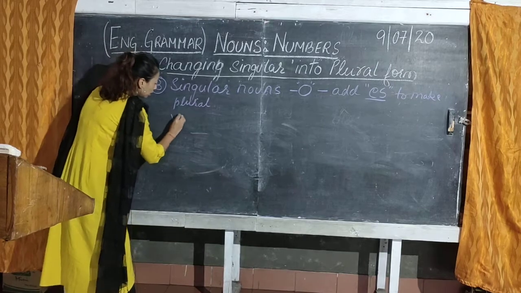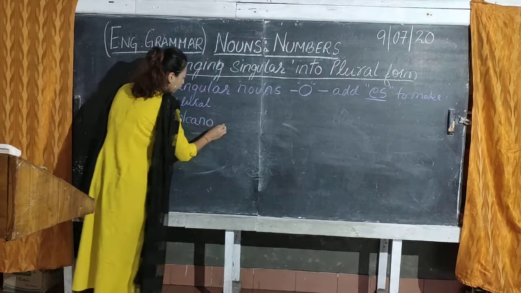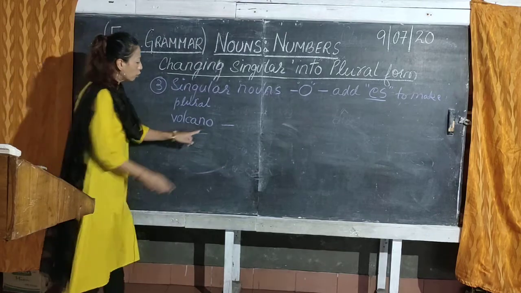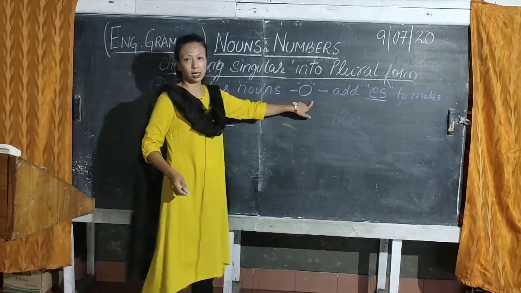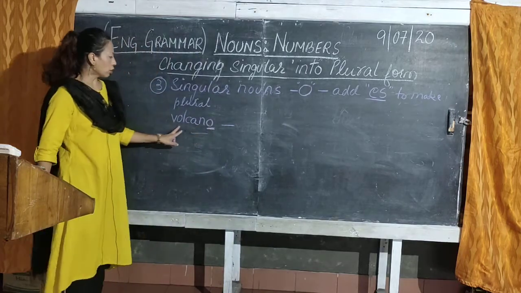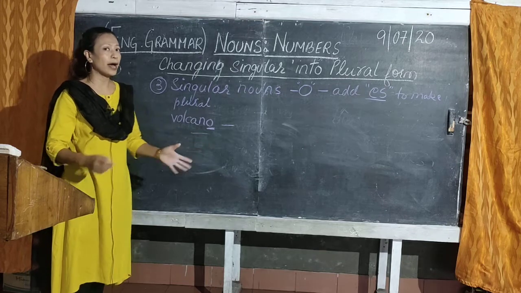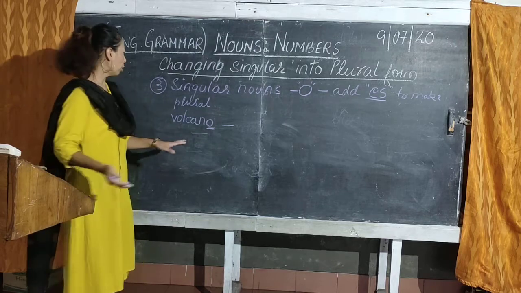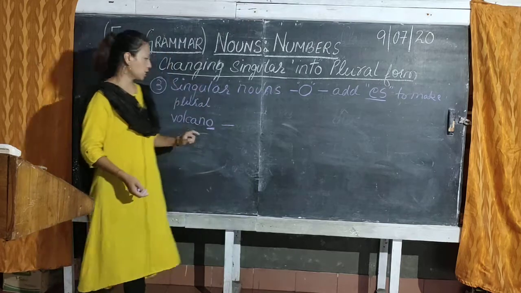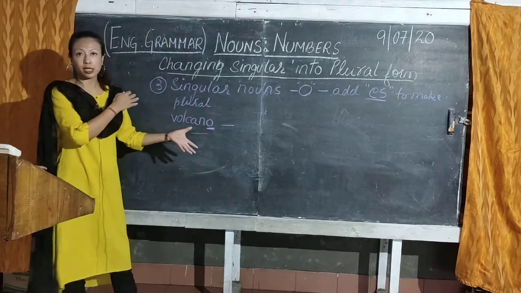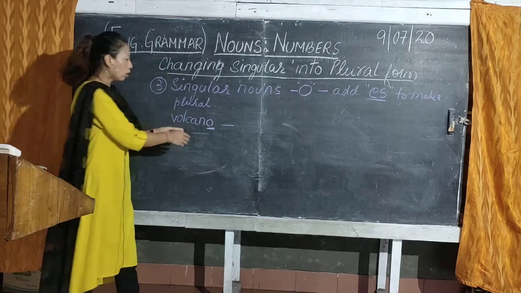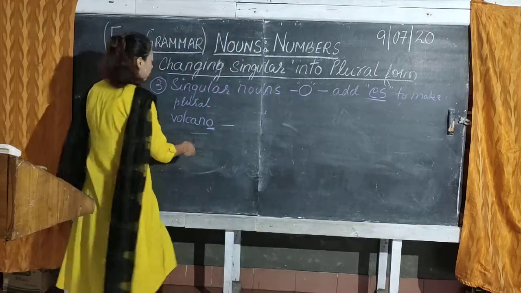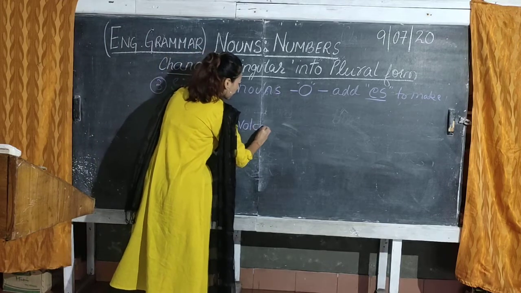Example, volcano. Okay, so if you can see volcano, do you see an O here? What we are discussing, yeah, volcano. So this is a singular form, volcano. So if you have to change this word into a plural form, what you have to do? You have to add ES. So here you don't have to remove any letter out of it. You just have to add this ES to it to make it plural. Volcanoes.